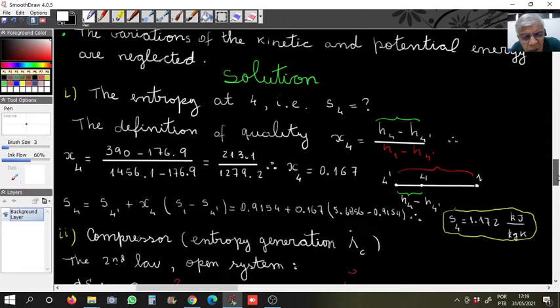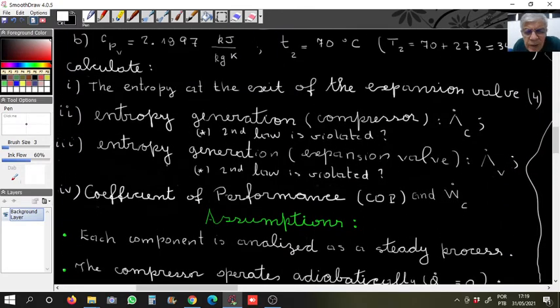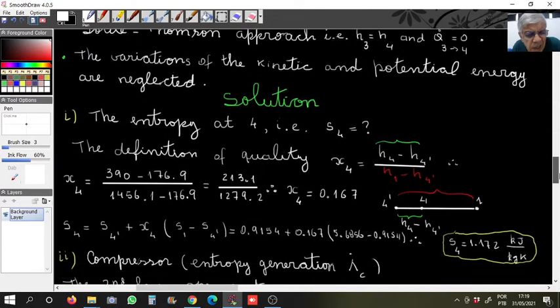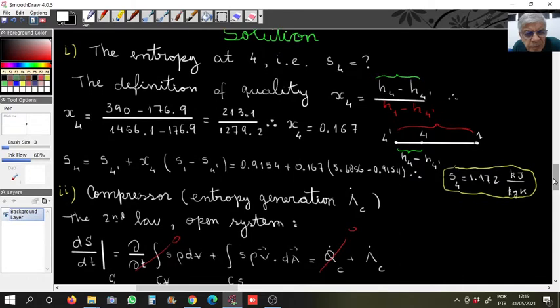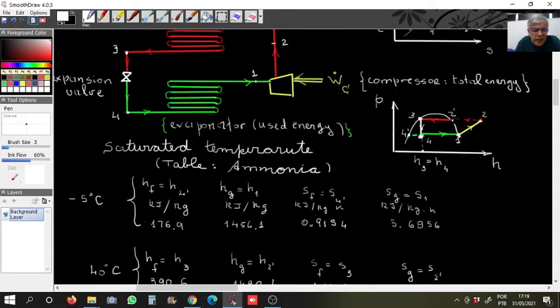Now the solution. In the first item, I can add the entropy at the exit of the expansion valve. You see at 4, I want the entropy at 4. Do you remember where 4 is? It's just downstream of the valve, right here. I want the entropy right at this point, S4.